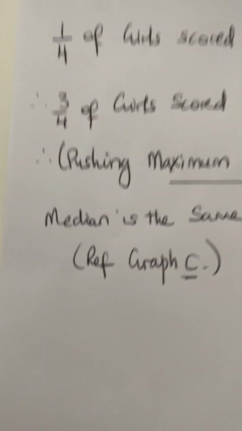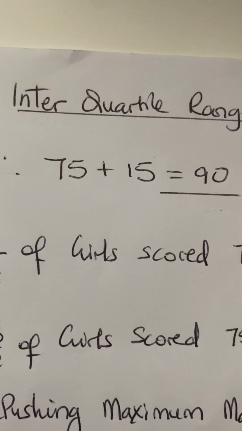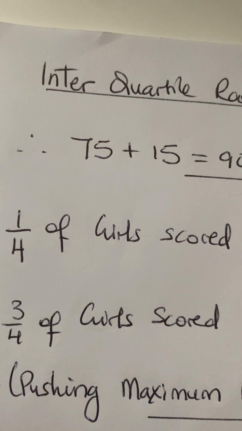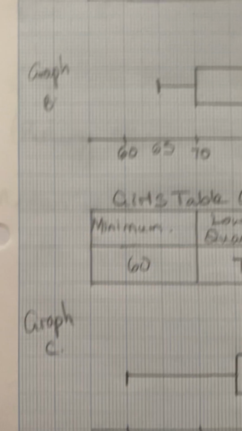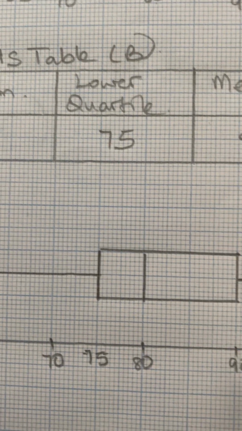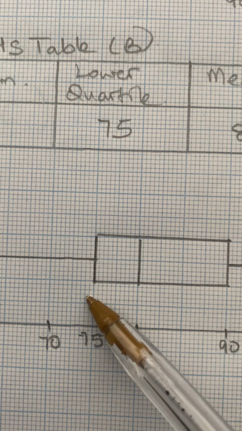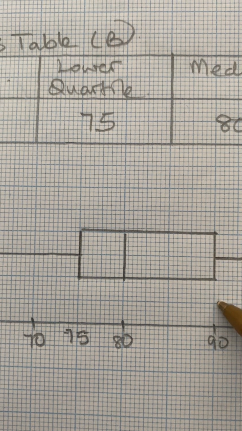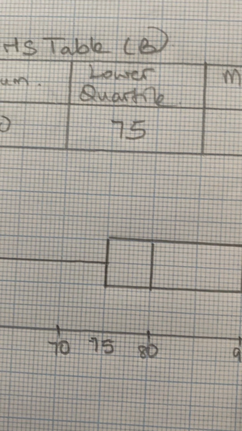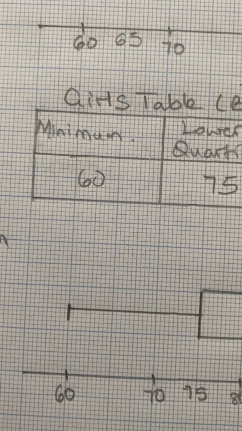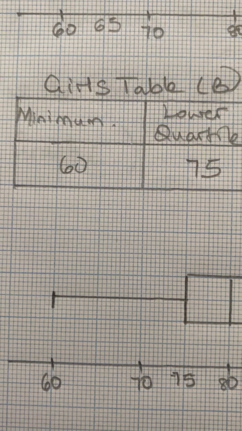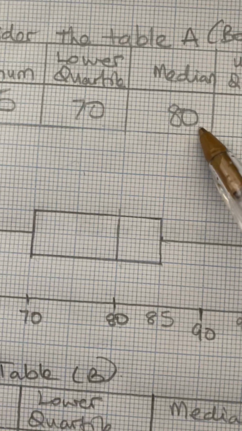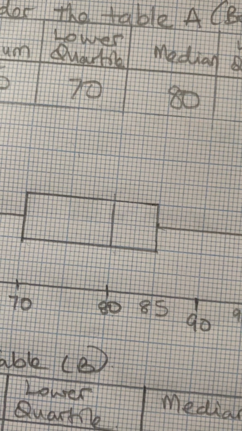So the interquartile range is the same as for the boys. Okay, so 75 plus 15 will be 90. So lower quartile is 75, upper quartile is 90. Okay, but the median for both girls and boys is 80, because that is what we are told. The middle mark. Okay.